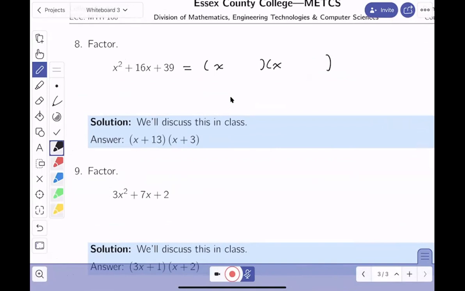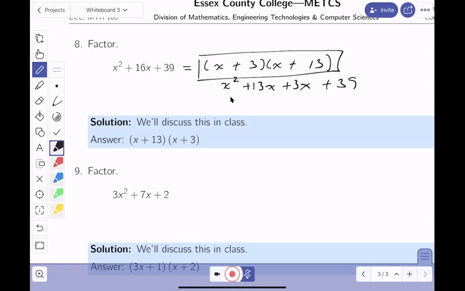How could you get 39? You could do 39 and 1 or 13 and 3. I'm starting to think now. 13 and 3 seems very reasonable to me. I'm still going to try. This is x squared plus 13x plus 3x. You should never assume you're right, by the way, plus 39. Does it give us what it wants? It does. X squared, 16x, and 39. This is the correct answer. Again, the order in which you write that down could be different, but it's still considered the same answer.